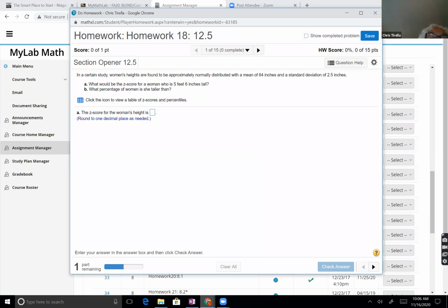In a certain study of women's heights, heights are found to be approximately normally distributed with a mean of 64 inches and a standard deviation of 2.5 inches. What would be the Z-score for a woman who is 5 feet 6 inches tall? Well, in order to do this, what you have to be aware of is the fact that 5 feet is 60 inches. So 5 feet 6 inches is 66 inches.